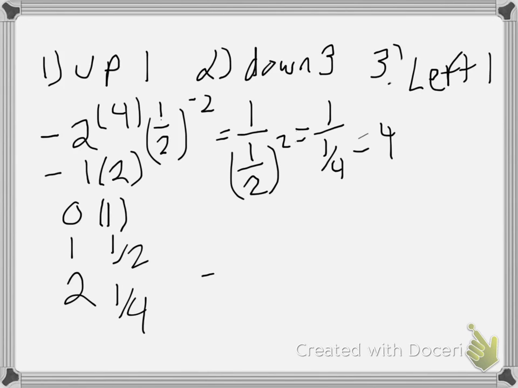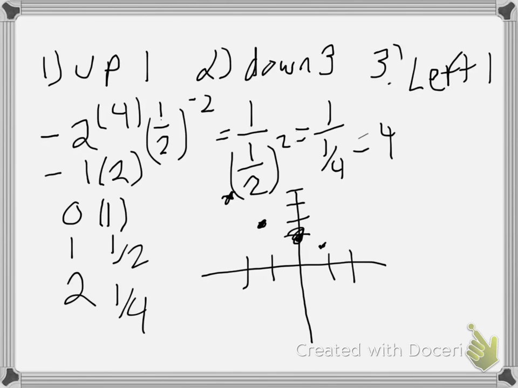So basically your graph kind of does this. It comes down, we have a point at -2, 4, then we have a point at -1, 2, then we have our friend 0, 1, then we have 1, 1/2, and 2, 1/4. So in other words, we are decaying at a rapid rate.